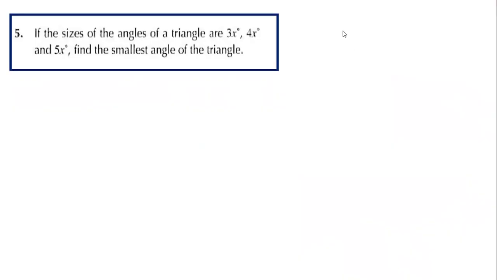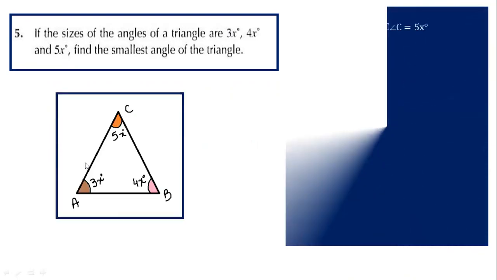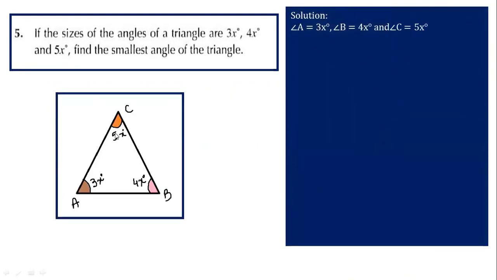Here it's question number 5. Let's read out the statement of question number 5. It is stated that if the sizes of the angles of a triangle are 3x degree, 4x degree, and 5x degree. Let us consider that we have a triangle ABC and sizes of all angles are given. That is 3x degree angle A, 4x degree angle B, and angle C is 5x degree. And we have to find the smallest angle of the triangle.